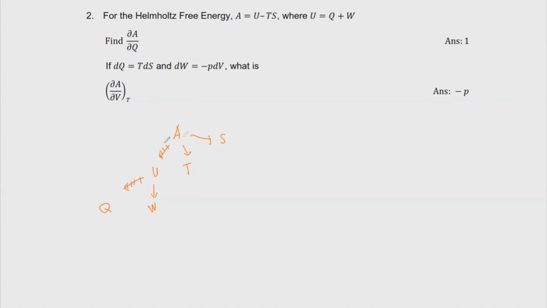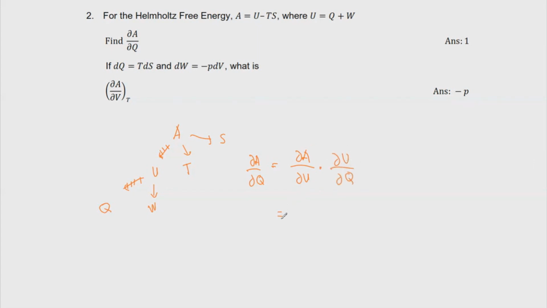So that's it. We can express the partial derivative of A with respect to Q. That is equal to the partial derivative of A with respect to U, and then that is multiplied with the partial derivative of U with respect to Q.